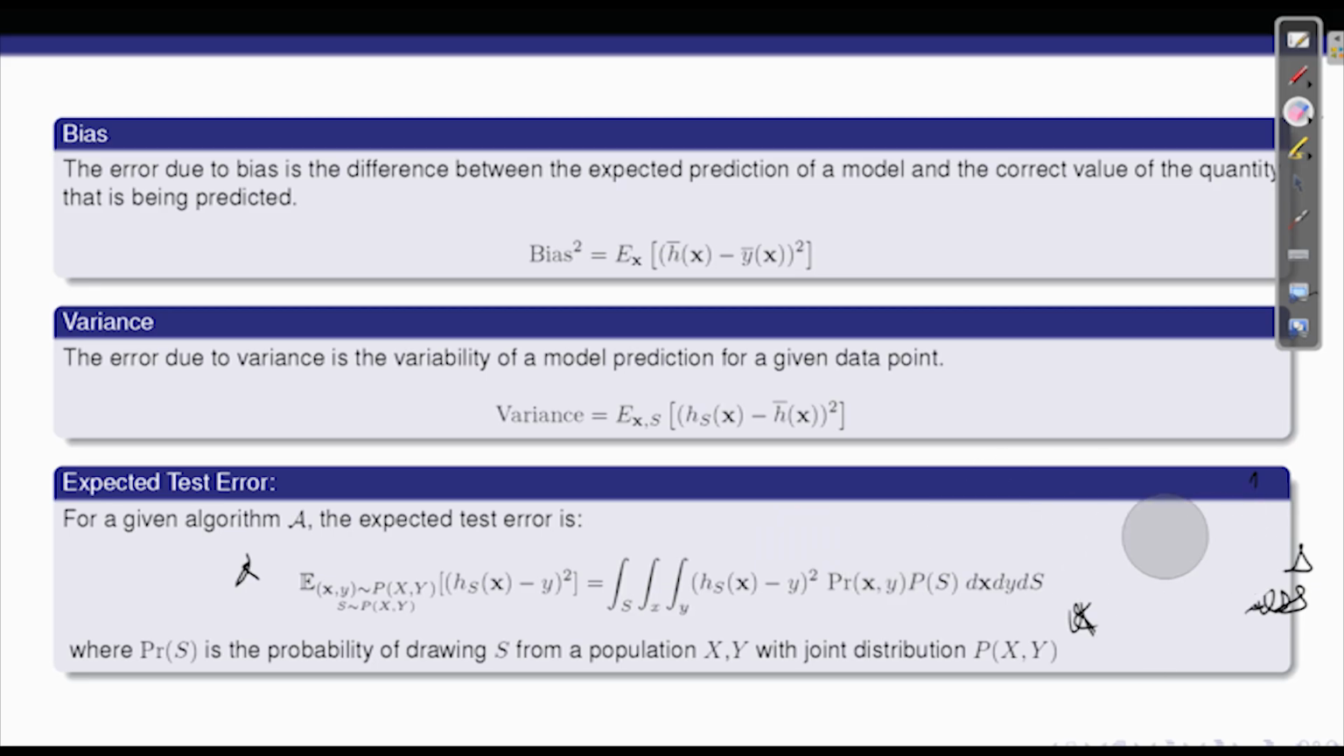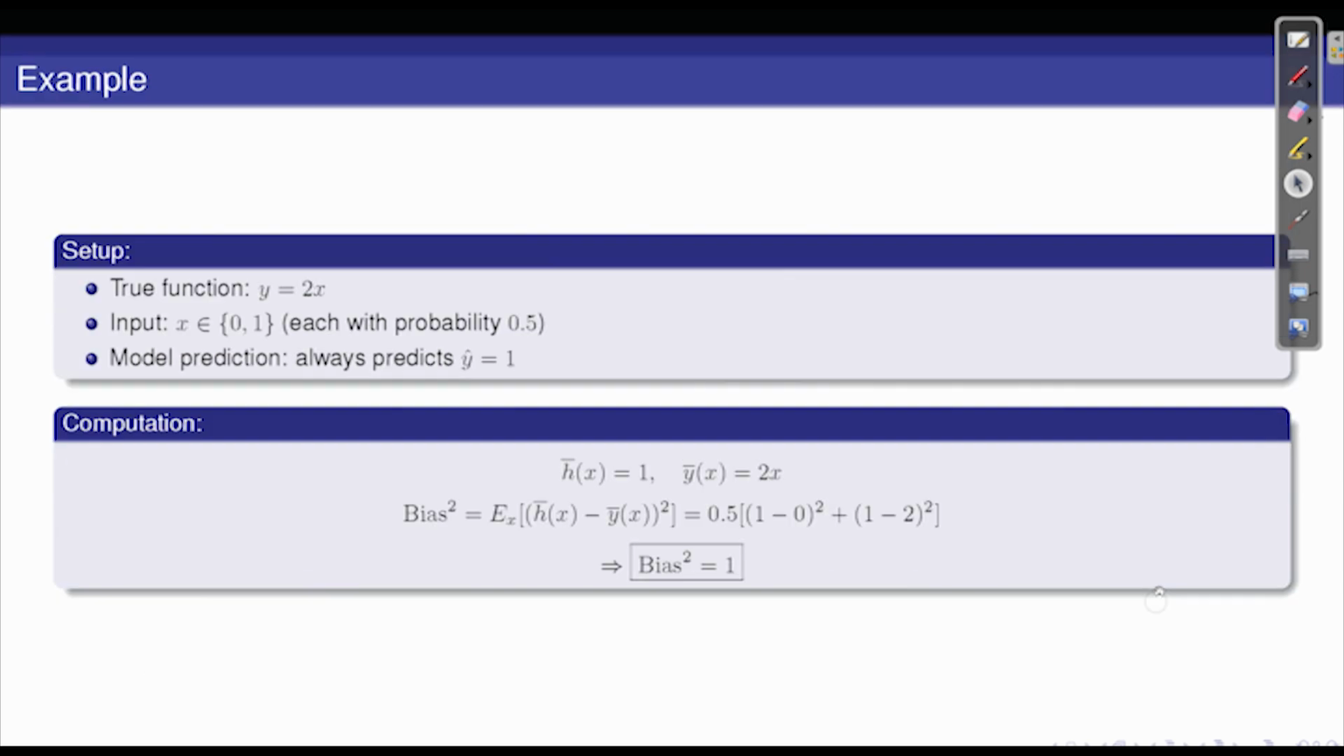So, now we move on to the calculation. We will give you an example. For today's class, my goal is just to understand these things very well.